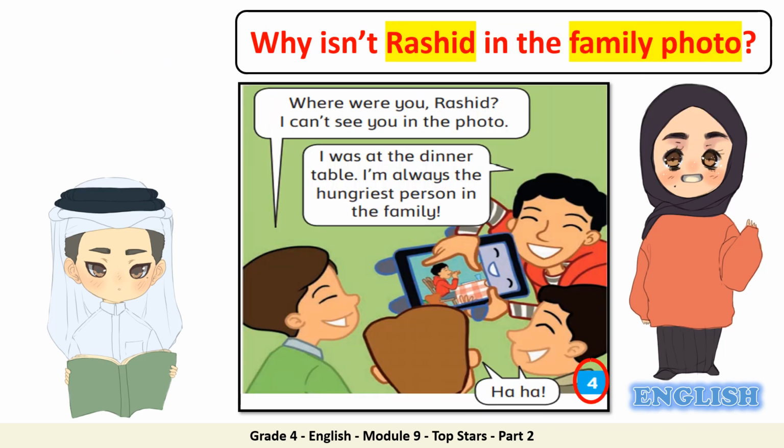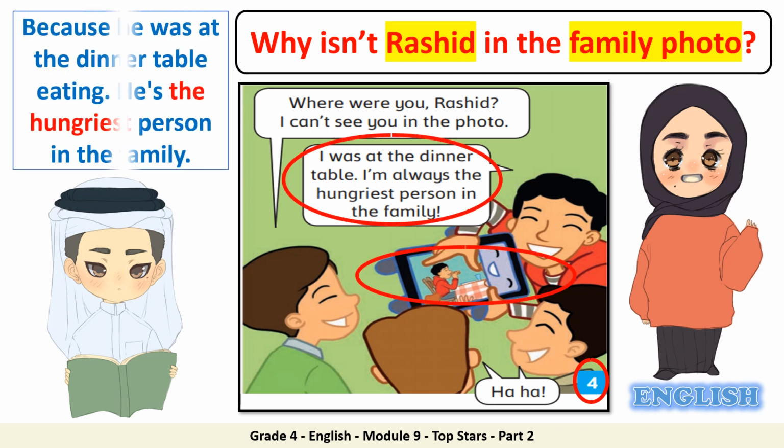Frame 4. Why isn't Rashid in the family photo? Because he was at the dinner table eating. He's the hungriest person in the family. Great job, Ahmed.